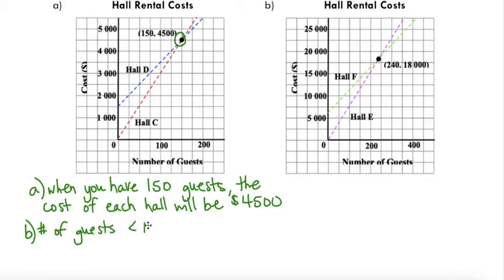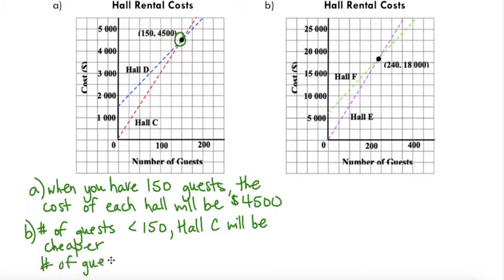So if the number of guests is less than 150 people, remember the less than or greater than symbols, then if we look at our graph, the line that's lower is hall C. So hall C will be cheaper. But if the number of guests is greater than 150, then again, after this point, we need to look at which line is lower, and the blue line is lower than the red line, and that represents hall D. So hall D will be cheaper.